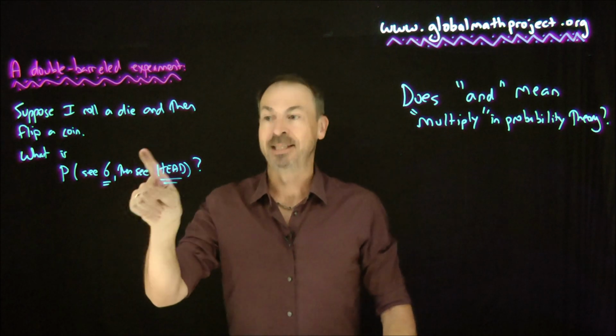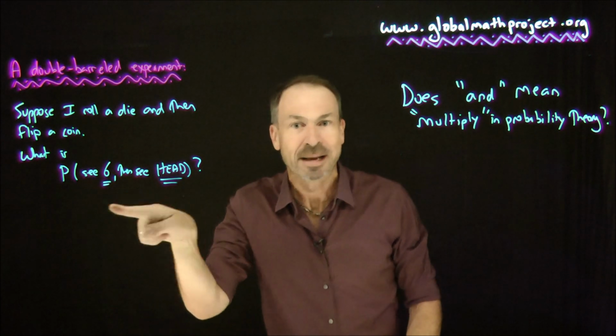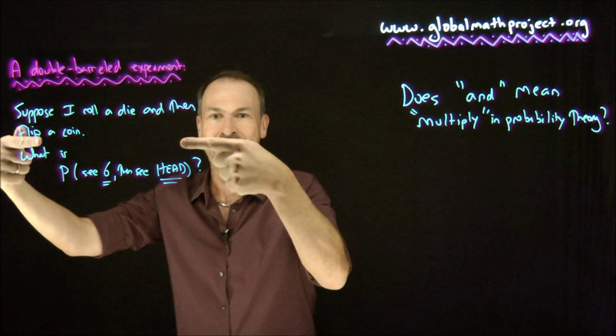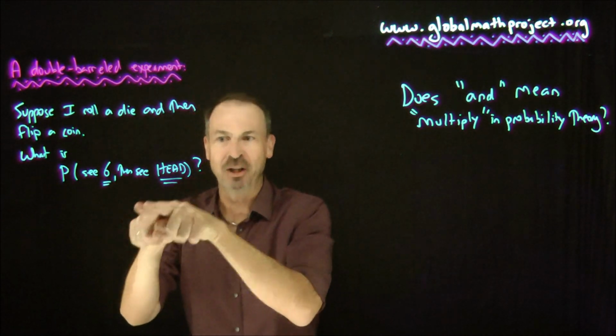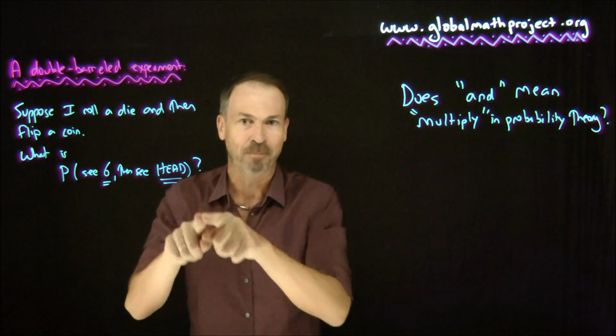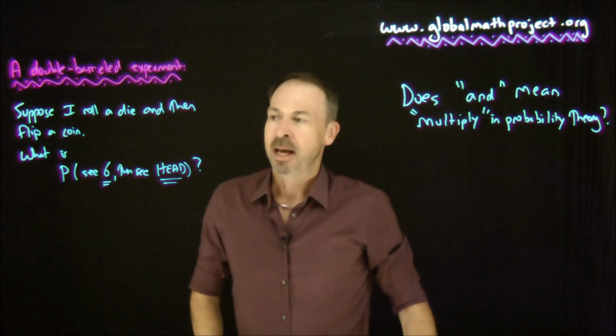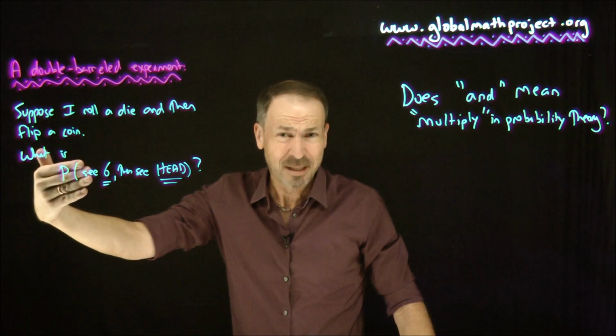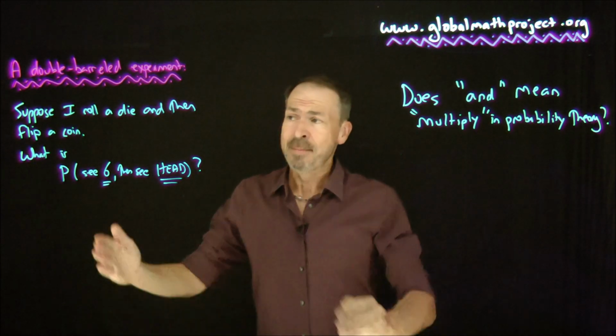So sometimes I want to see a 6 and a head. So there's the word "and" really in there. I didn't write the word "and," but that's what they mean by "and." Doing one action, doing a second action, I want to see a result from the first action, and I want to see a particular result from the second action. So that's what they mean by "and." So the question is, should I just multiply probabilities in some sense? What's really going on? So let me analyze this again.